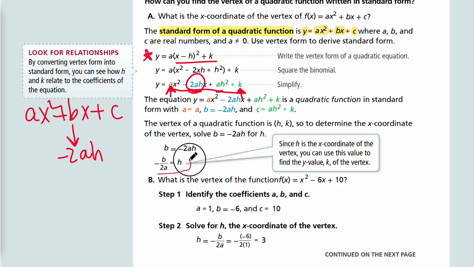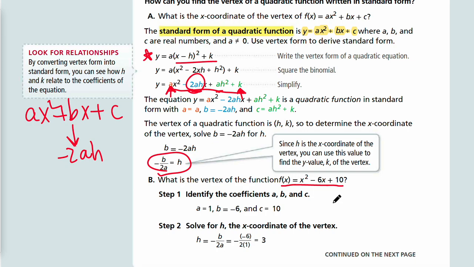Okay, so you don't have to memorize all this. If you know the vertex form and you know how to expand it, then you'll be able to figure that out, right? So it's all about understanding. Let's look at part B. What's the vertex of this function? This is an example of how we could find the vertex of a function that's already written in standard form.